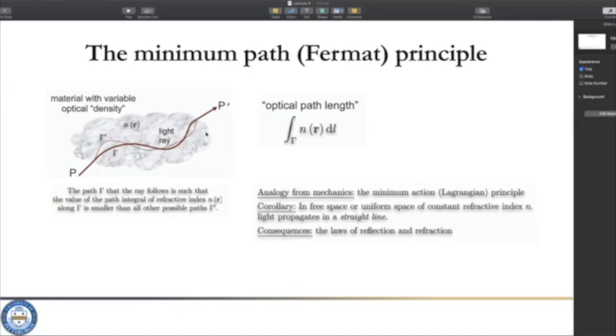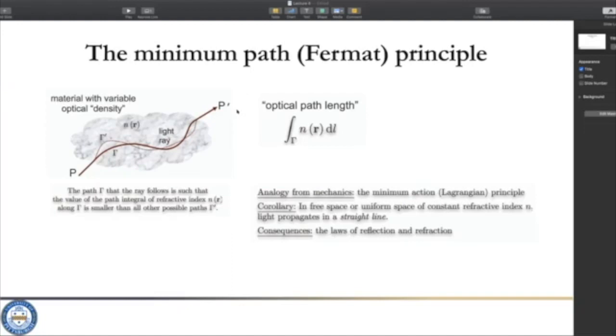This quantity, n times distance, n of r times the distance along the ray path, is called the optical path length. And there are very strong analogies here that we won't go into, but if you take a classical mechanics course, you'll see that there are many analogies to the minimum action principle. So you can define something called an action, which is a function of the path. And the minimum action principle says that particles follow trajectories such that they minimize the action.